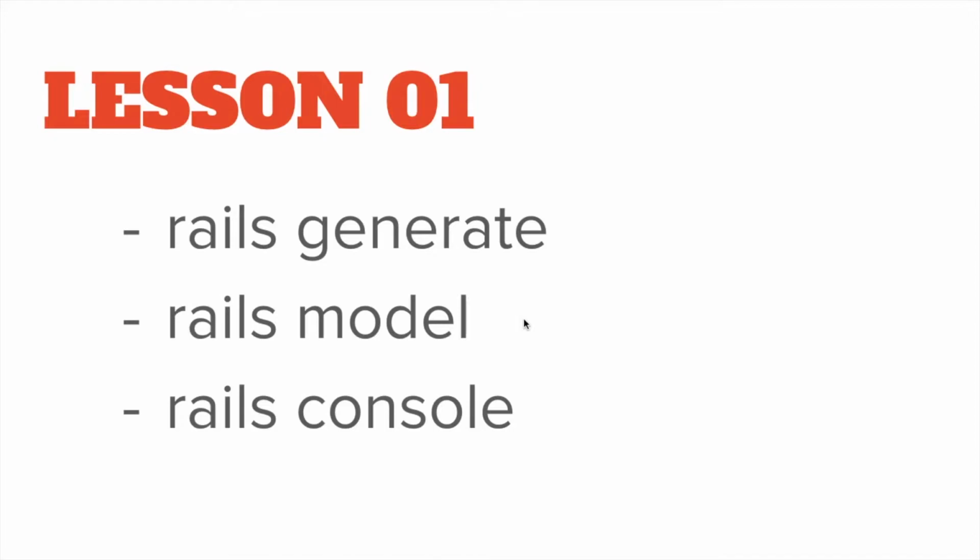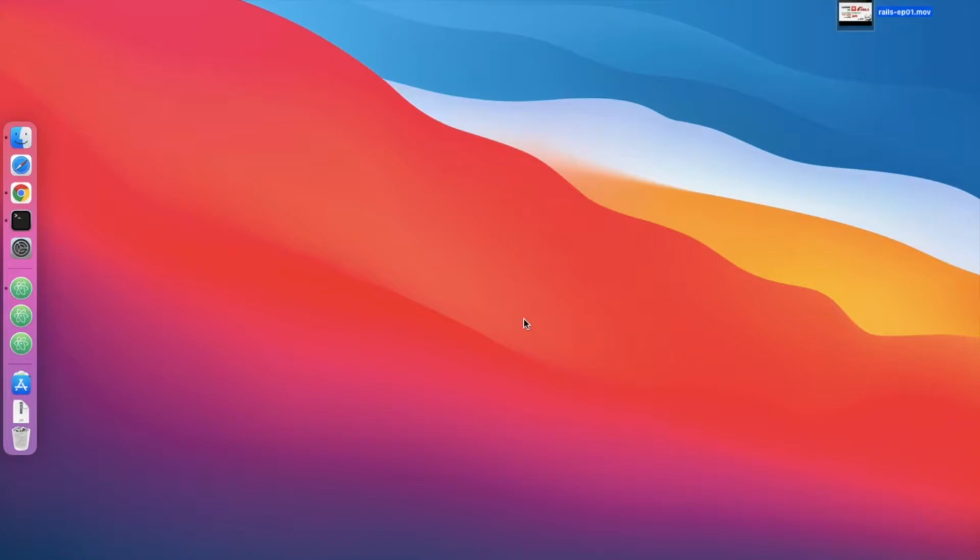In the first lesson, we will be looking at the Rails magic. 1. Rails generate. 2. Rails model. 3. Rails console. I call it Rails magic because they all just work. I rarely have any bad experience with Rails. It saved me a lot of time and made me a lot of money.